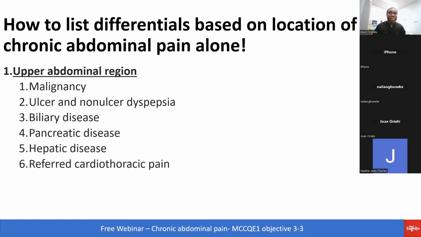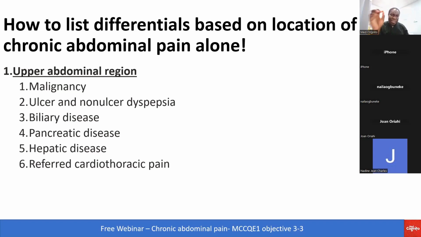all those ones are there. Then you can also have ulcer and non-ulcer dyspepsia. Then you can also have biliary disease, and the biliary disease can be cholecystitis, cholelithiasis, you know, recurrent cholelithiasis. You can even consider something like kidney stones as well. Okay? And then pancreatic disease. So like something like someone wrote in the comment section, like chronic pancreatitis. That's also very, very true.